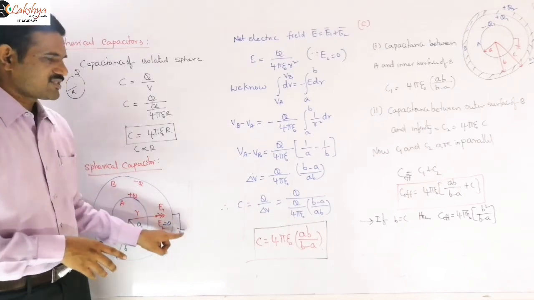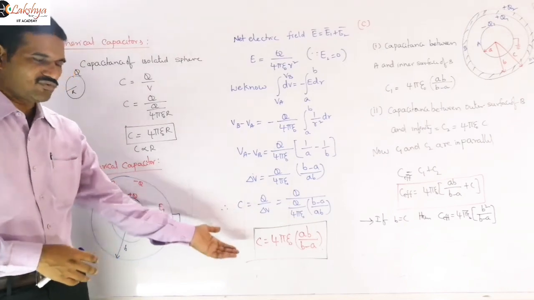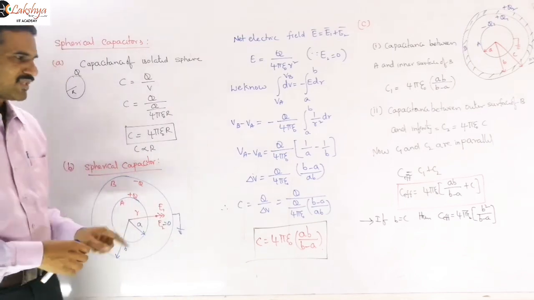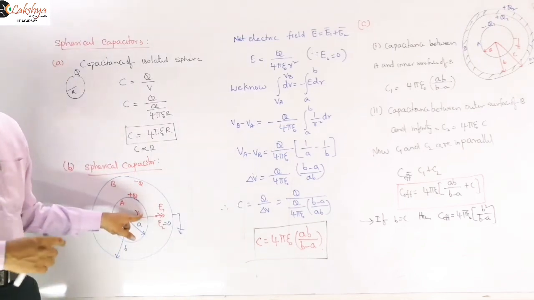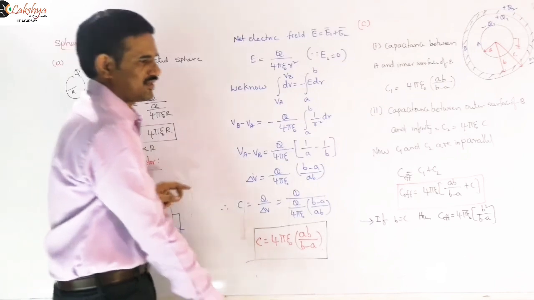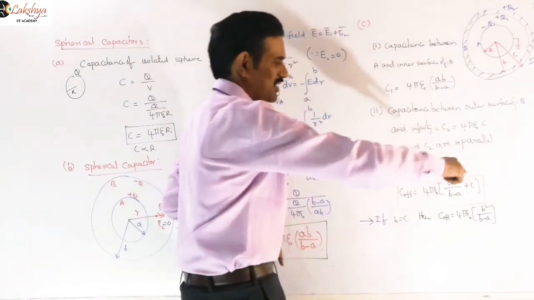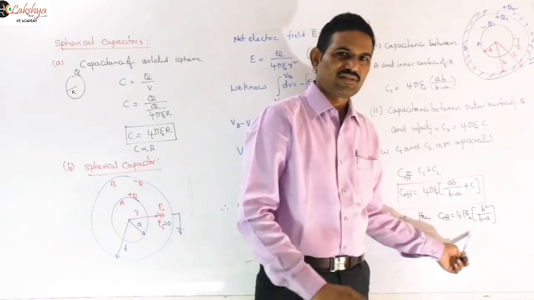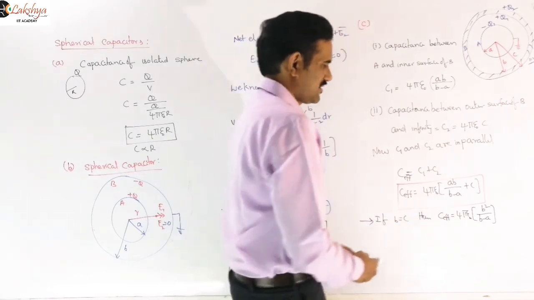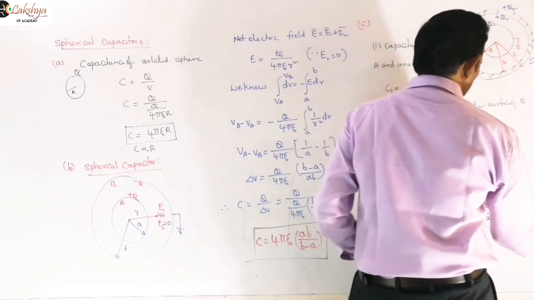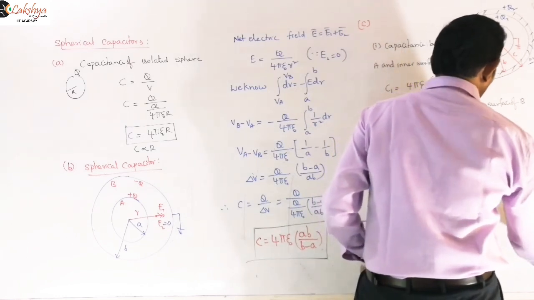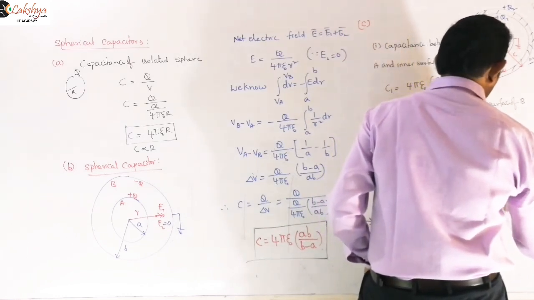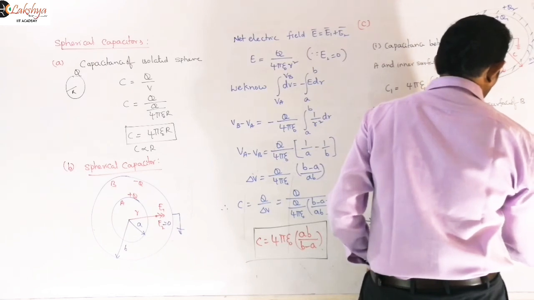If the outer surface is grounded, the effective capacitance itself is also given by this only. If the inner sphere is grounded, as we discussed here, then this will be the effective capacitance of the system, given by this expression. Is it clear? So that is the case now. Here A and B will be there like this, and now only A is grounded. This is the case we are discussing here.